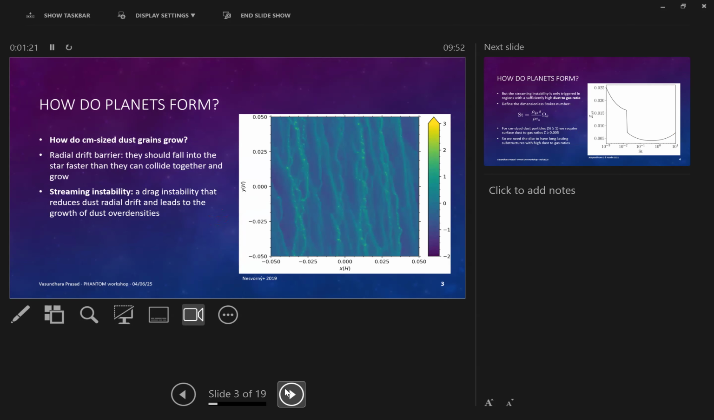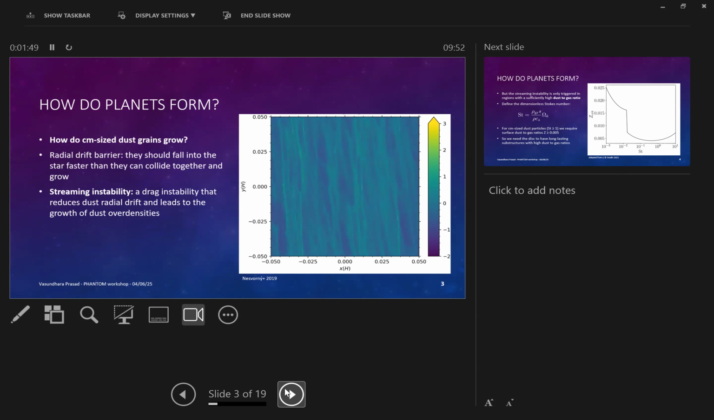And there's a few reasons why we're not sure how centimeter size dust grains grow. Most importantly, the radial drift barrier. So they should fall into the star much faster than they can collide together and grow. And they can't grow via collisional sticking because at those sizes, we expect them to fragment or bounce off each other rather than sticking together. So there's a few proposed solutions for how these dust grains might grow. And the most popular and promising is the streaming instability, which we've already heard a bit about this week.